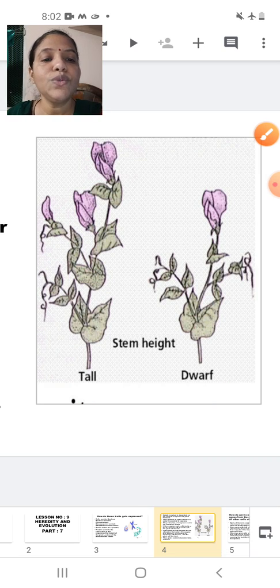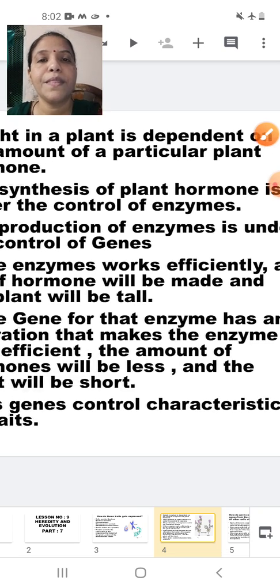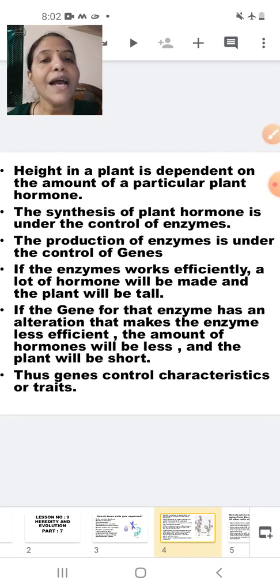Okay, so let's do the reading part here now. Height in a plant is dependent on the amount of a particular plant hormone. The synthesis of plant hormone is under the control of enzymes. The production of enzymes is under the control of genes.